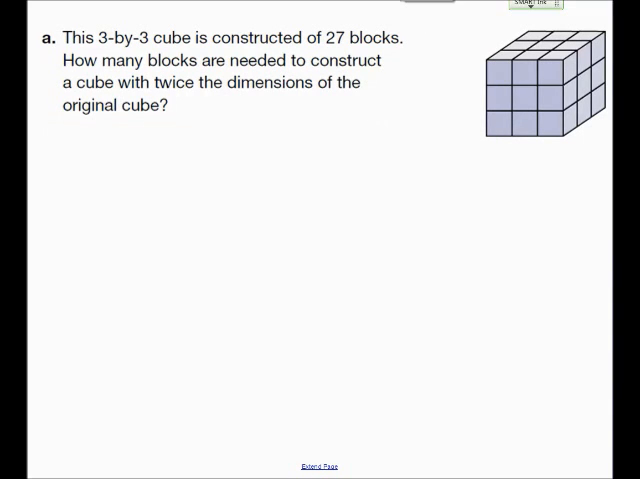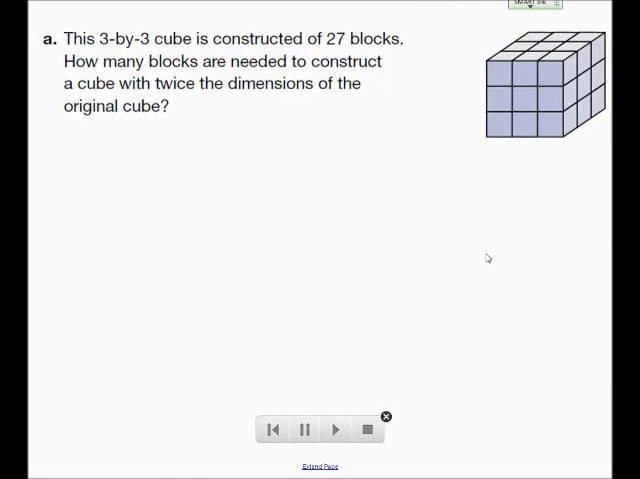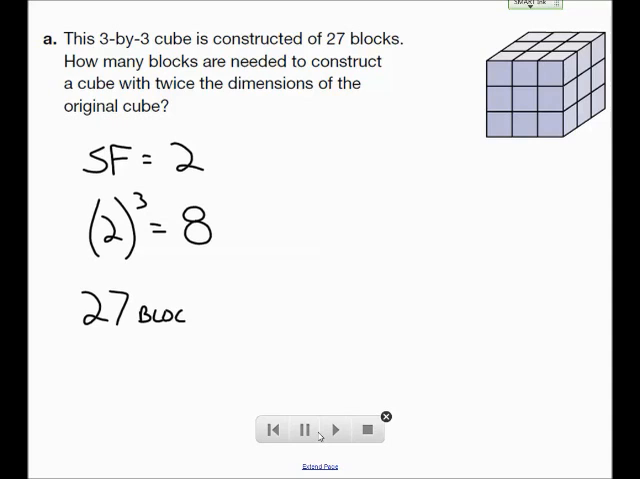This 3x3 cube is constructed of 27 blocks. How many blocks are needed to construct a cube with twice the dimensions of the original cube? Thanks, Jackie. So how should we go about this? Well, like I told you on the previous slide, if we know the scale factor is 2, which we do because they said that the dimensions are twice the original cube, to figure out the new volume, we should look at the fact that 2 cubed is 8, and then just take the previous volume, or 27 blocks, and multiply that by 8, and that'll tell us how many blocks we need to construct a cube with twice the dimensions.